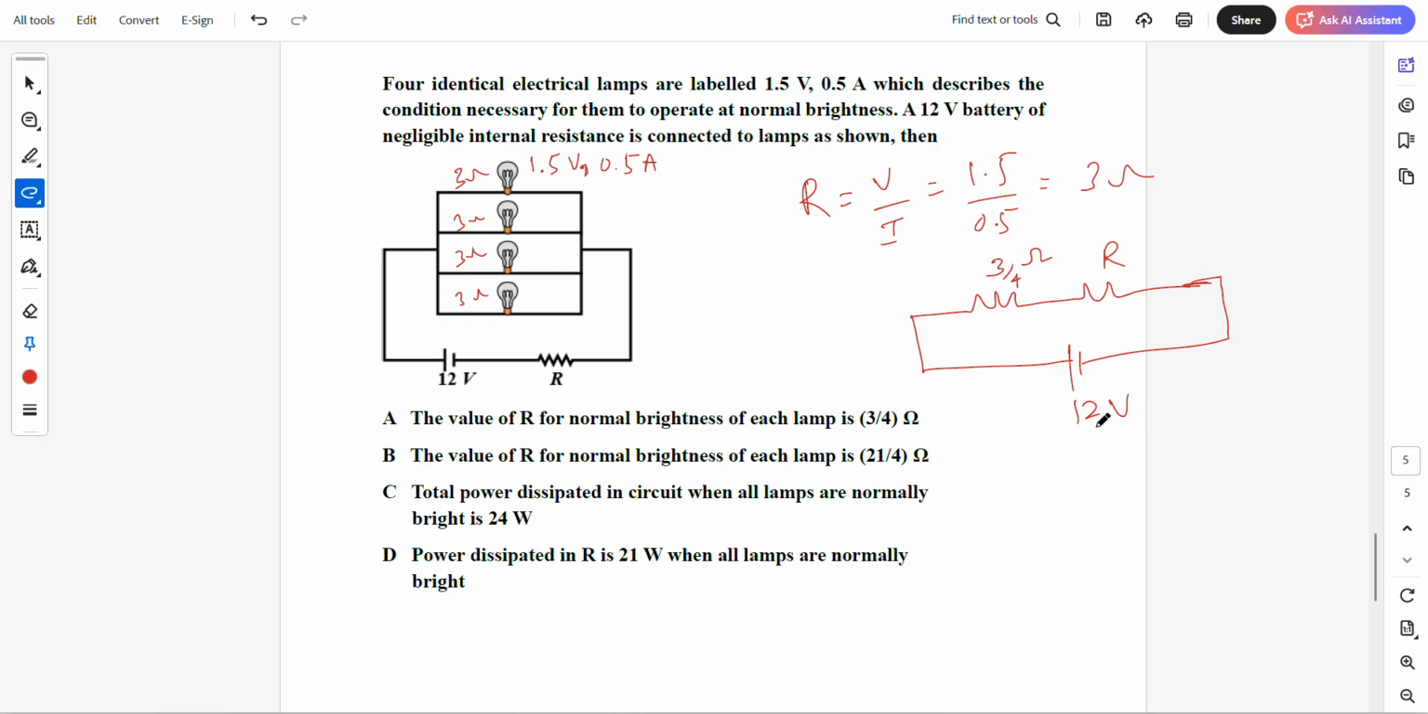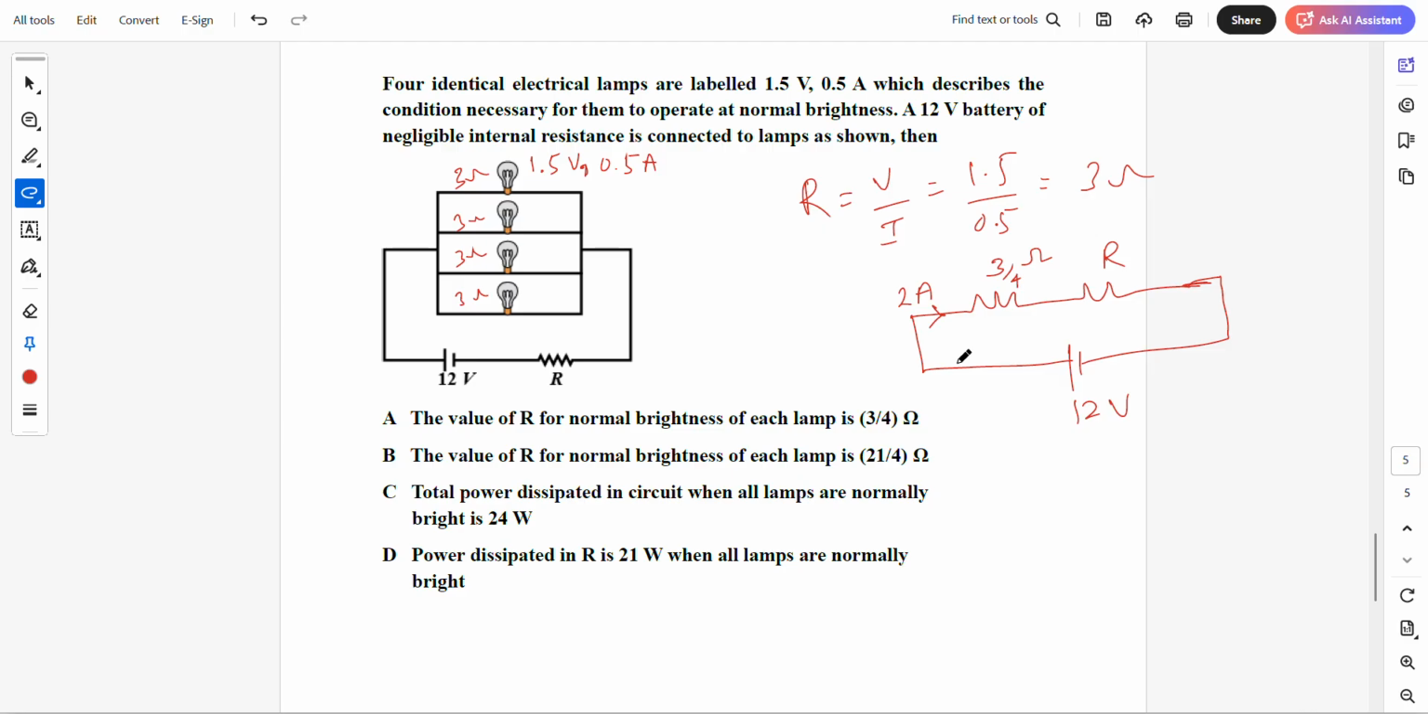Now, what about the current that is flowing here? What is the value of current they have given? 0.5 amperes. Then how much current will be flowing here? 2 amperes of current will be flowing here, because this is 0.5 each. So 0.5 times 4 is 2 amperes of current flowing here.